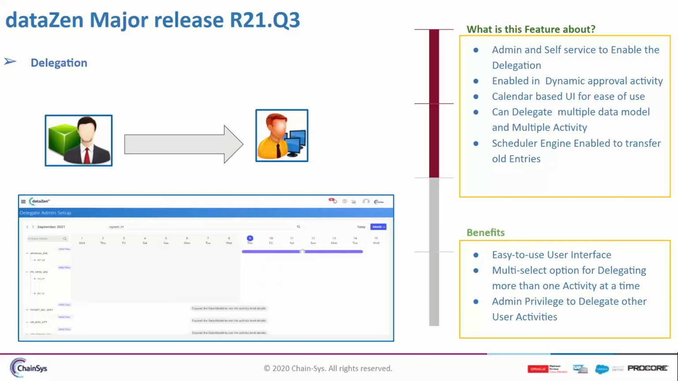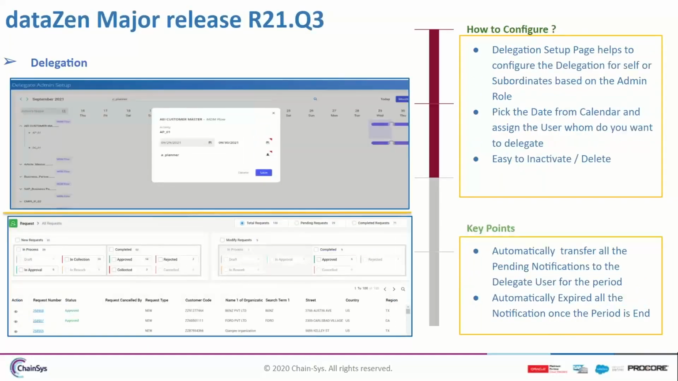So either the admin can go and delegate user 1 to user 2, or a self-service user can delegate from user 1 to user 2. So that is today available on this UI. And if I go to the next slide, we can see how that can be configured.